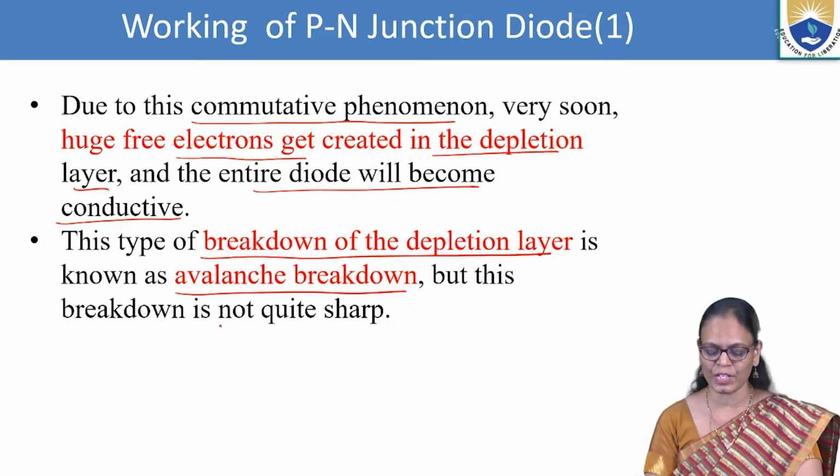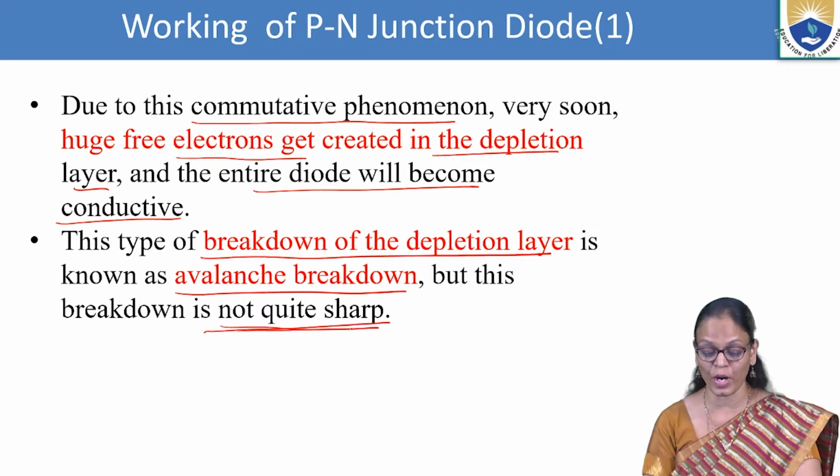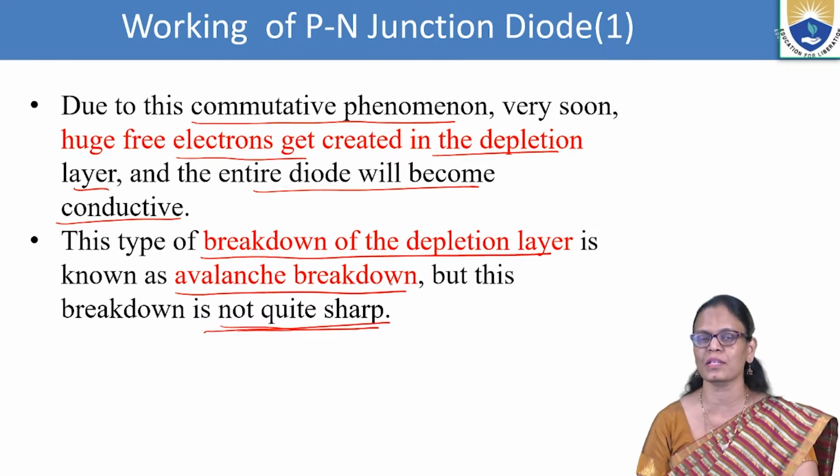But this breakdown is not quite sharp. This is one point we need to remember. All this we are discussing about a normal PN junction diode. So what happens when we have a PN junction diode?